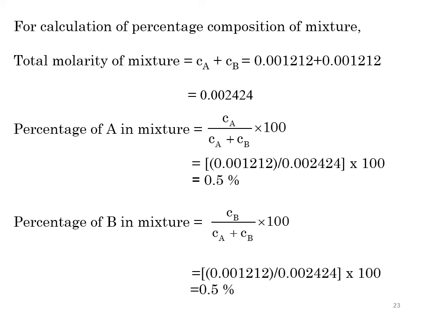And then percentage of A in the mixture can be calculated by using the formula that is Ca over Ca plus Cb overall will be multiplied by 100. This will be the percentage of A in this mixture, and it becomes equal to 0.5%. Similarly, percentage of B in the mixture can be calculated by dividing the value of Cb by the value of Ca plus Cb and then multiplying the answer with 100, and this also becomes equal to 0.5.